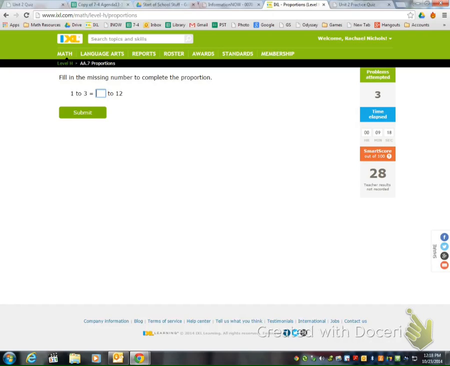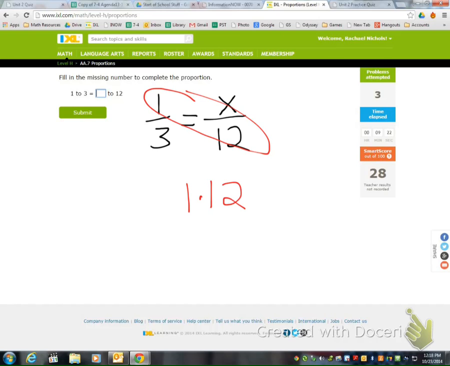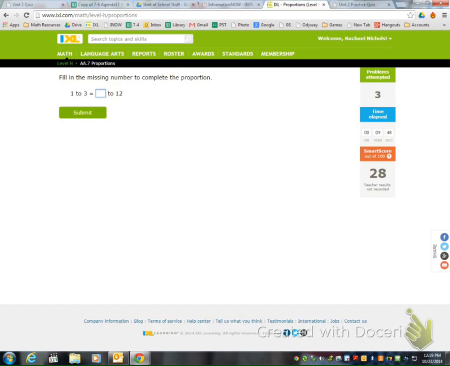All right, let's look at one more. So this one we have 1 to 3. So again, I'm going to write it as a fraction. 1 over 3 equals the unknown to 12. So what that means is 1 times 12 divided by 3, which gives me 12 divided by 3, which gives me 4. So my answer for this one is 4.